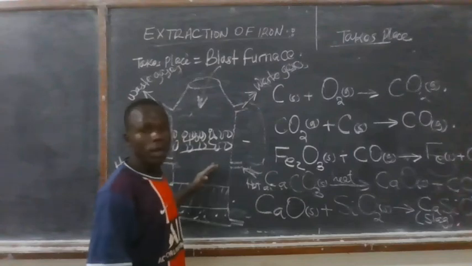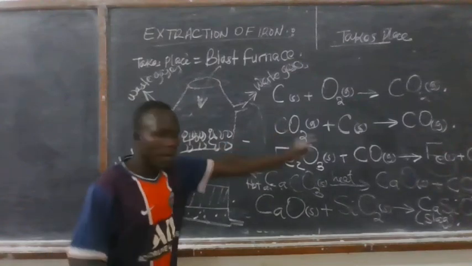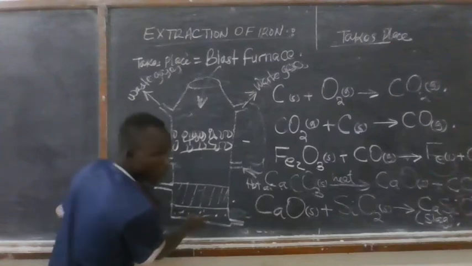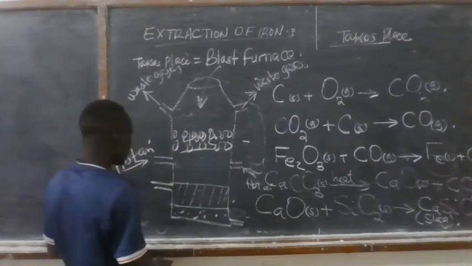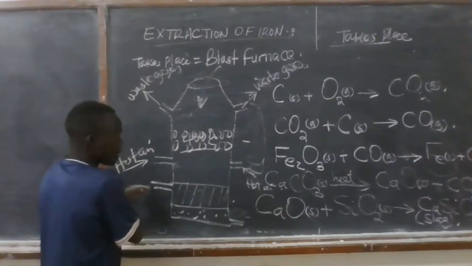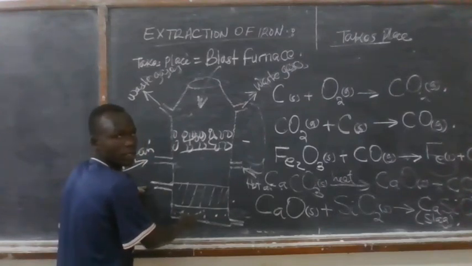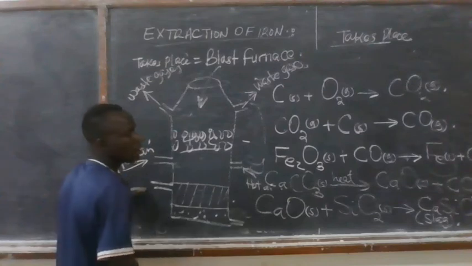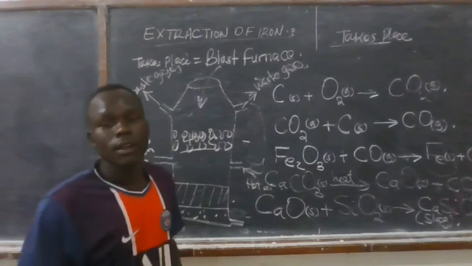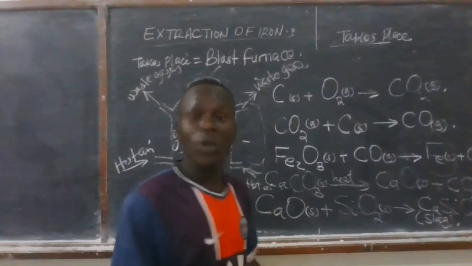So when we form our molten slag and then our iron, the iron will be tapped from down, whereas the molten slag will be tapped from a higher level than the iron. So they are tapped at different levels. This iron here is then taken further to industries and modified. And this iron here we have formed, we call it pig iron.